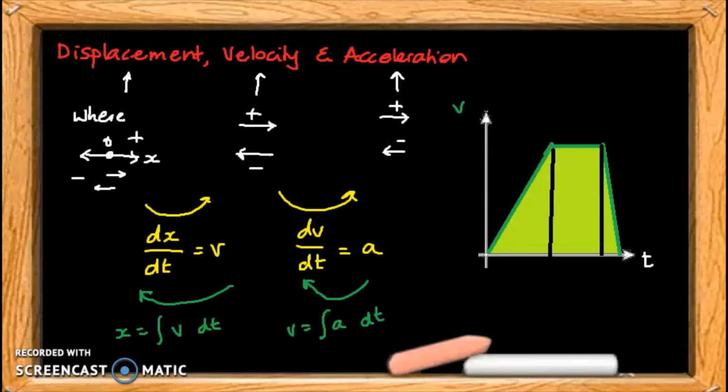The same relationship exists between acceleration and velocity. So if this was an acceleration time graph, then I would be able to look at the area under the graph to find what the velocity was. This is how displacement, velocity, and acceleration are linked using calculus and integration, or the slope of a line and the area under a graph.